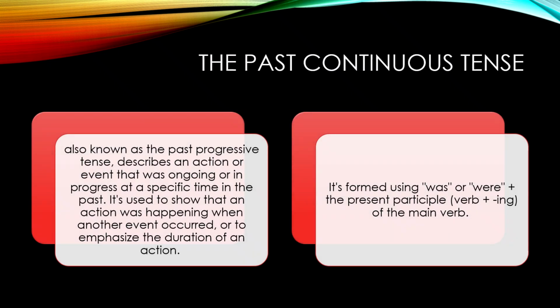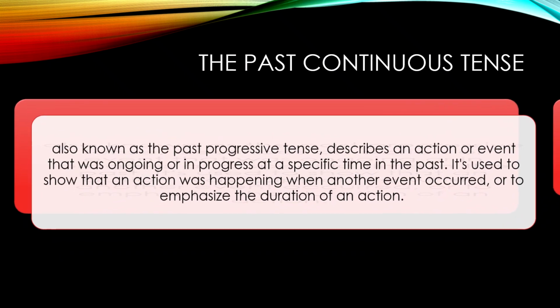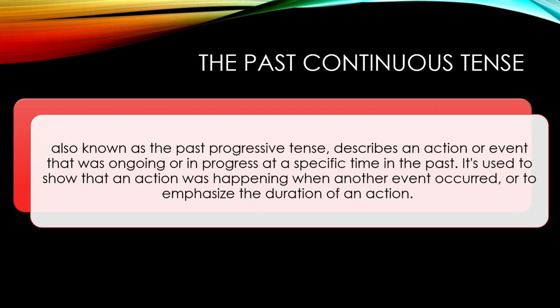Past continuous tense, also known as the past progressive tense, describes an action or event that was ongoing or in progress at a specific time in the past. It's used to show that an action was happening when another event occurred, or to emphasize the duration of an action.